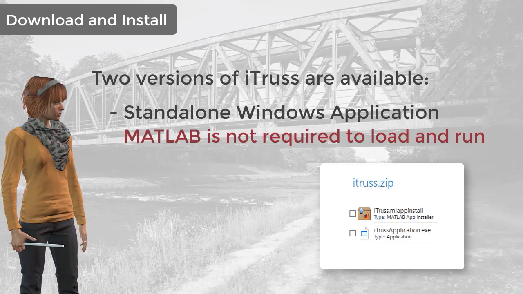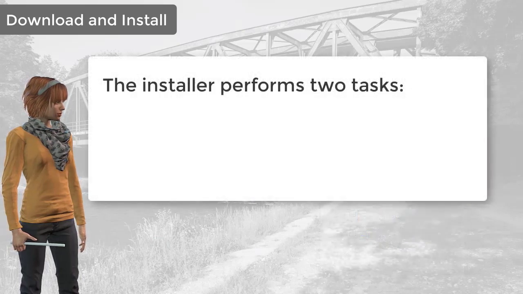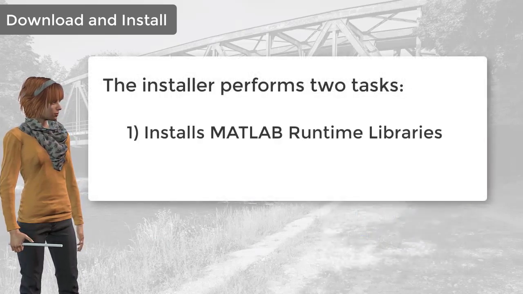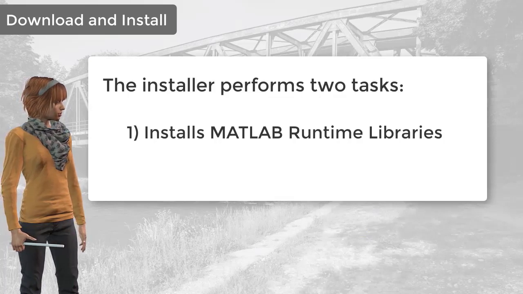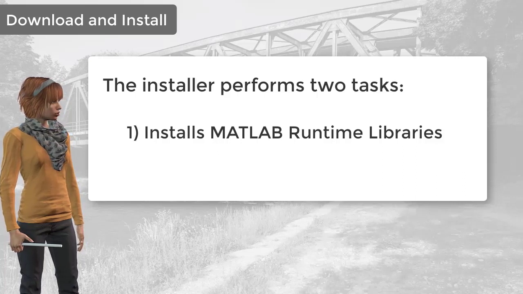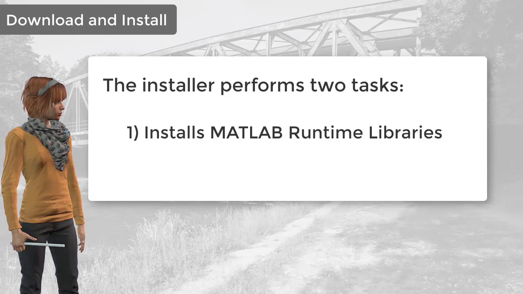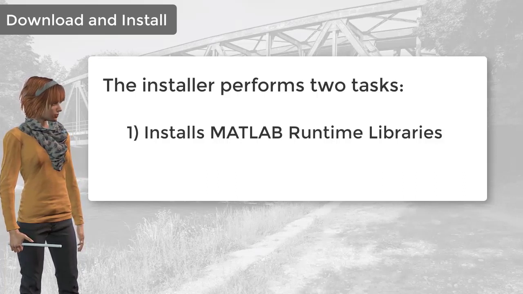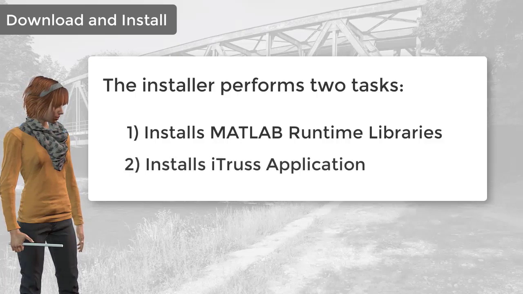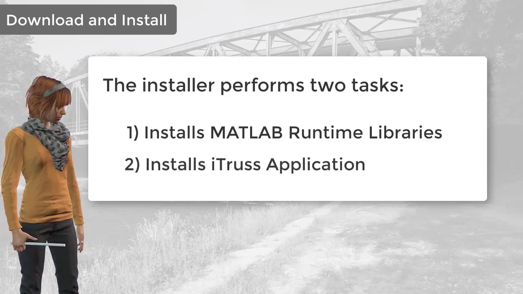The installer performs two tasks. 1. It downloads the necessary MATLAB runtime libraries from the MathWorks website and installs them on your computer. These libraries are needed for running standalone applications created using MATLAB. This step may take a few minutes because the MATLAB runtime libraries are close to 1 GB in size. 2. After the successful installation of the runtime libraries, iTruss is going to be installed.